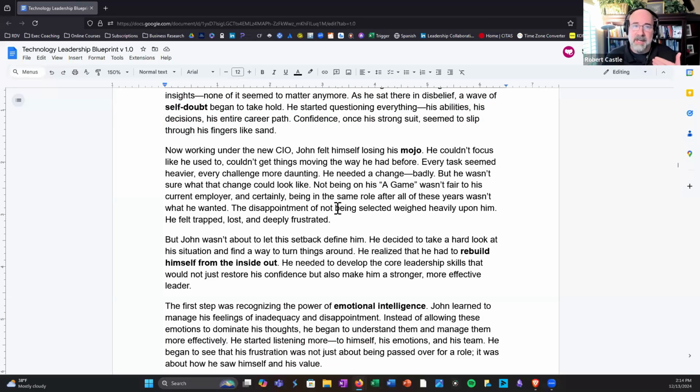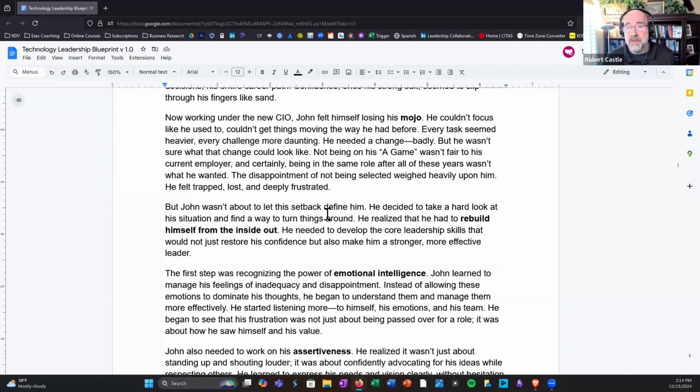He couldn't focus like he used to. He couldn't get things moving the way he had done before. Every task seemed heavier, every challenge more daunting. He needed a change badly, but he wasn't sure what that change could look like. Not being on his A game wasn't fair to his current employer, and certainly being in the same role after all these years wasn't what he wanted. The disappointment of not being selected weighed heavily upon him, and he felt trapped and lost and deeply frustrated.